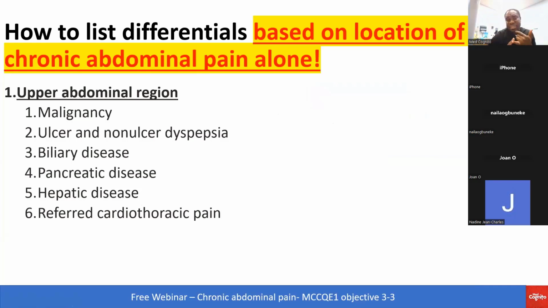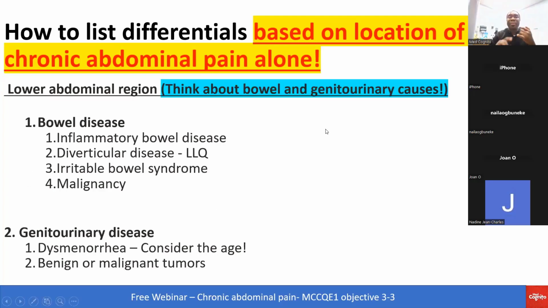So please, tonight, before you sleep, chronic abdominal pain, very simple. We've dealt with the three top common differentials. However, one other differential I think you should also focus on should be inflammatory bowel disease, diverticulitis, and irritable bowel syndrome. These three, please review them. For dysmenorrhea, you will review them in gynecology. But before you sleep tonight, make sure you've mastered inflammatory bowel disease.